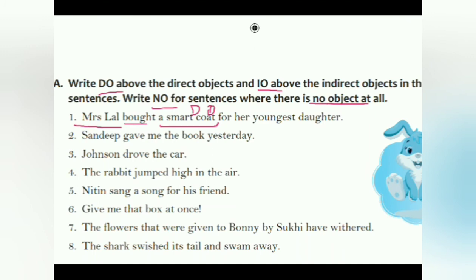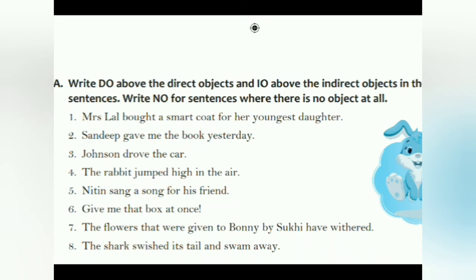And for her youngest daughter, it's giving the answer of whom. So we would write IO with her youngest daughter. Clear? Next is, Sandeep gave me the book yesterday. Here Sandeep is the subject. What did Sandeep do? The action is gave. Verb is gave. What did Sandeep give? The book. The answer of what is coming from this word? The book. So the book is the direct object. And to whom is he giving? To whom did he give? To me. So me is the indirect object.